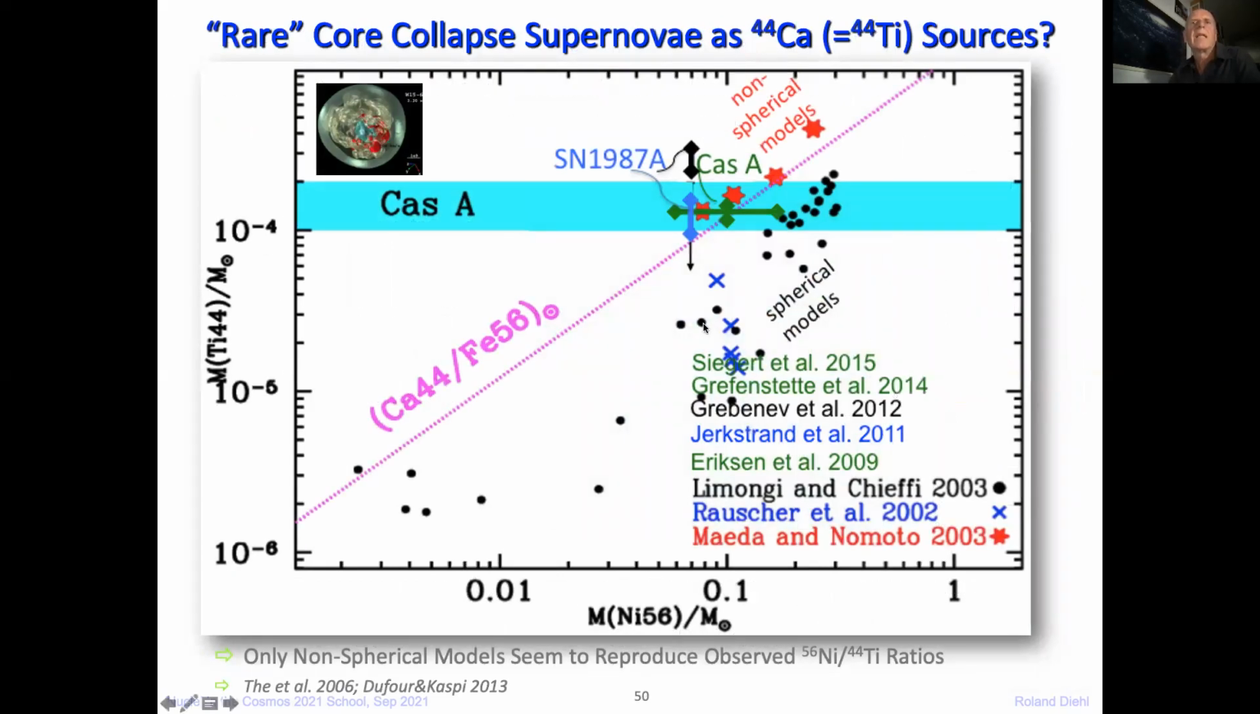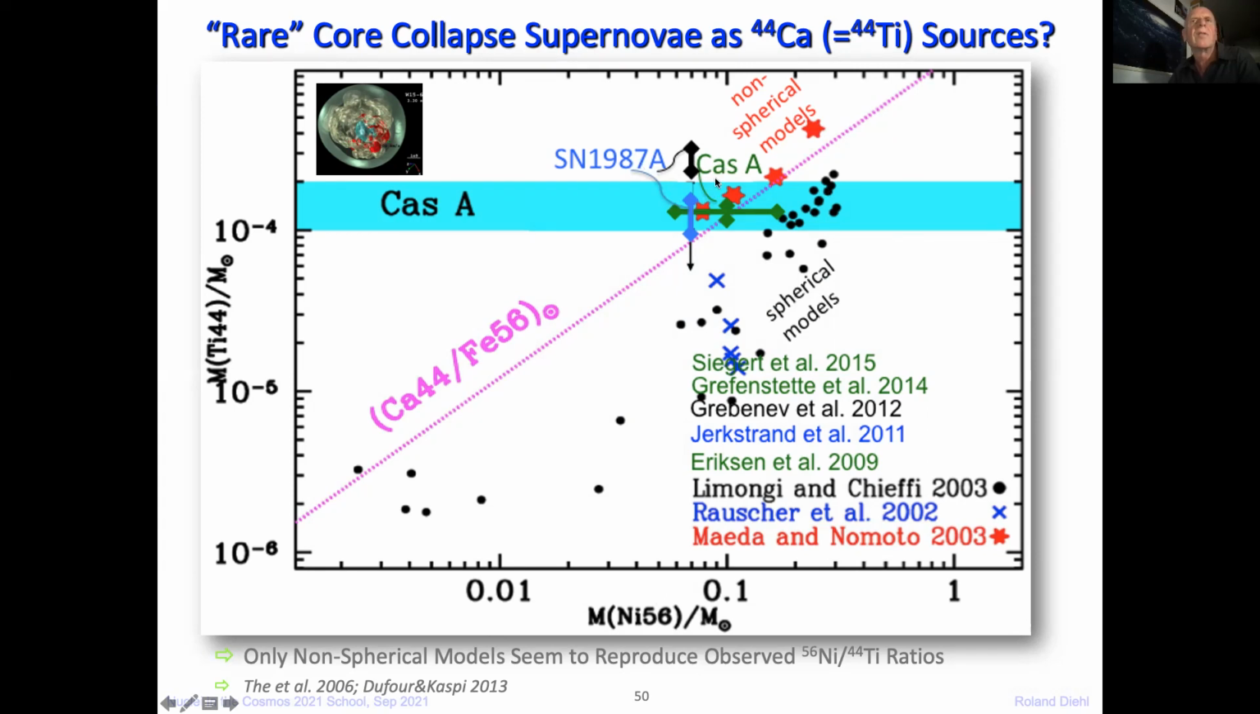This remnant has been analyzed by combining solar observations of the abundances of calcium and iron with the brightness of the light curve, which can be translated into a nickel-56 abundance. And with that, one learned basically that you need non-spherical explosions in order to reproduce that. The spherical models are those black dots here, and they don't produce the ratio of titanium-44 to an inferred nickel-56 emission that we have seen for those two objects.